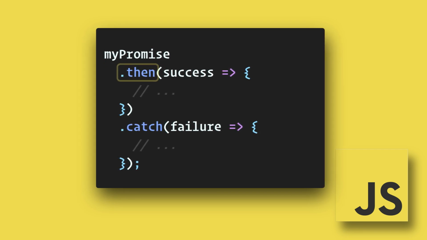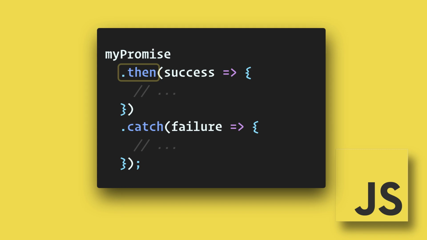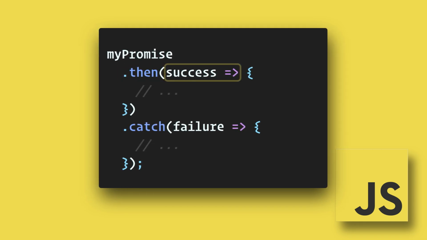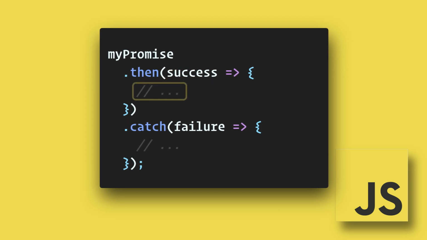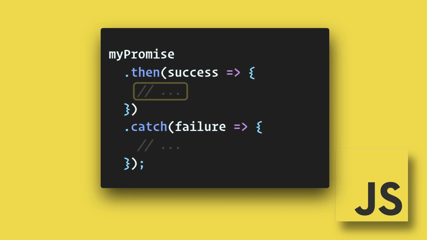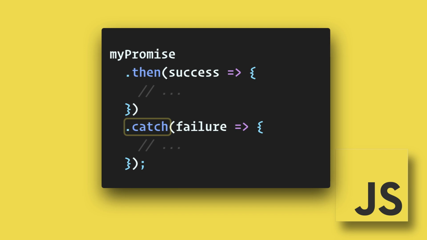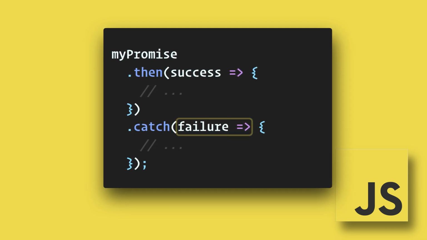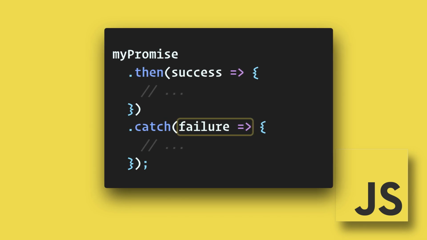We use .then to look for the promise to enter the fulfilled state. .then accepts a function that receives the resolved value from the resolve method. We can then do something with the results. After that, we can use .catch to look for the promise to enter the rejected state. .catch also accepts a function that receives any errors from our reject method.